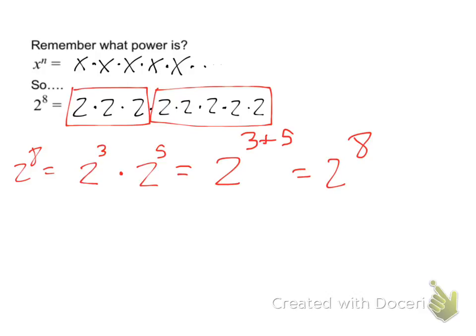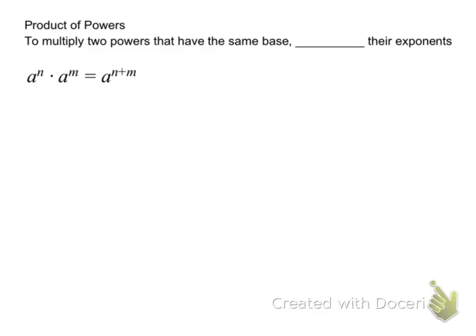Guys, this has got a rule. It's got a name for it. It's called the product of powers. The product of powers says to multiply two powers that have the same base, add their exponents. What did we just do in the last one? Add. We add their exponents. Boom. A to the n times a to the m is equal to a to the n plus m. I just add their exponents.